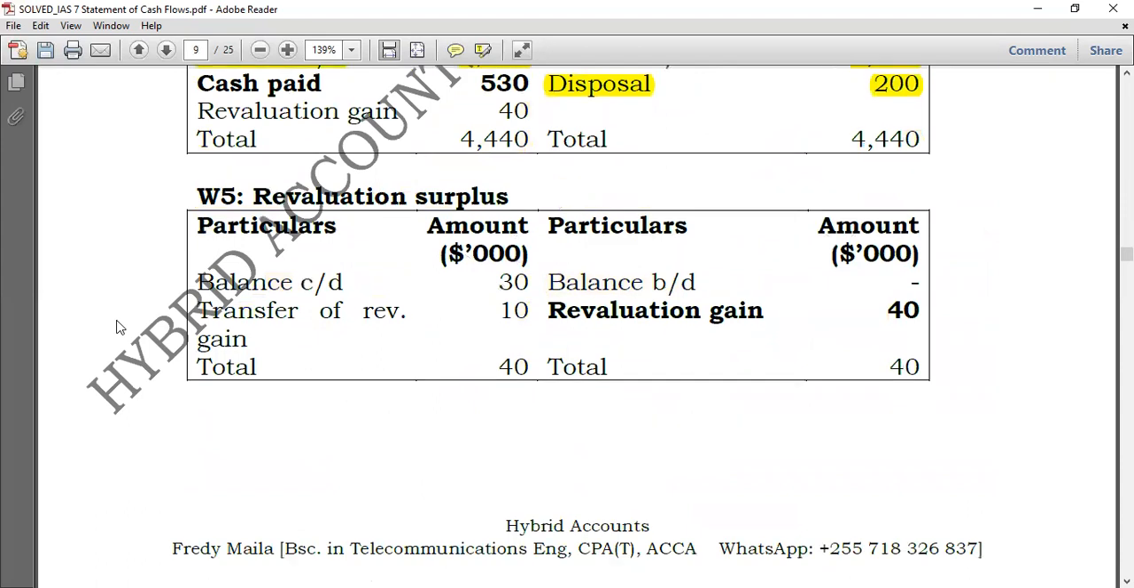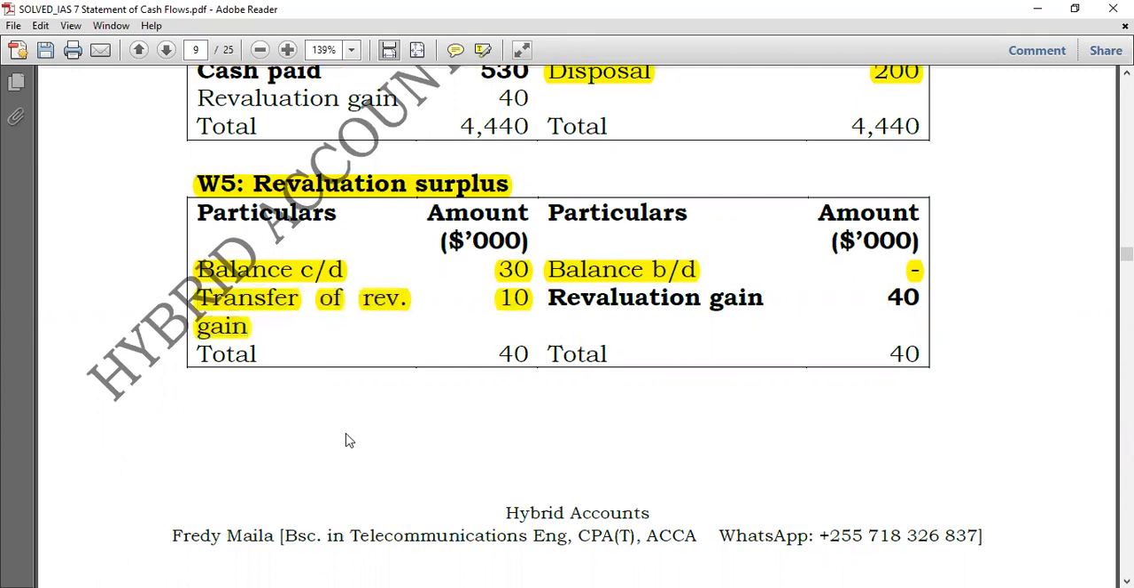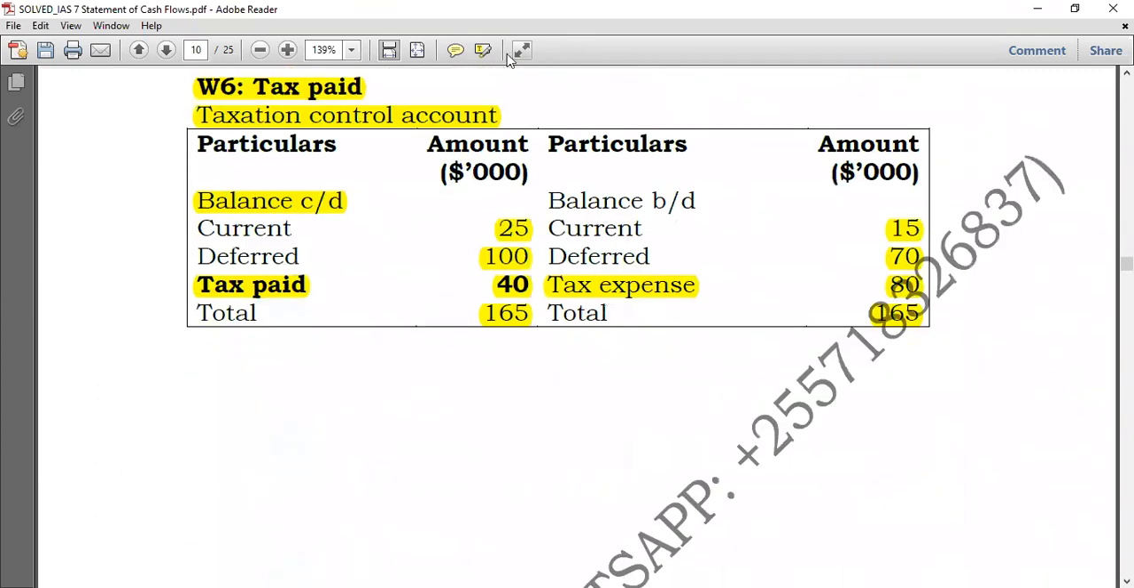What is the revaluation surplus account? Here, we have the revaluation surplus control account. So our opening balance was nil, as we saw, and our closing balance was 30. So this is what we do now. From the question, we have been specifically told that we made a transfer of 10,000 from revaluation surplus to retained earnings. So since revaluation surplus is of a credit nature, to transfer it, I debit it by 10 here, and then I credit that amount to the retained earnings account, right?